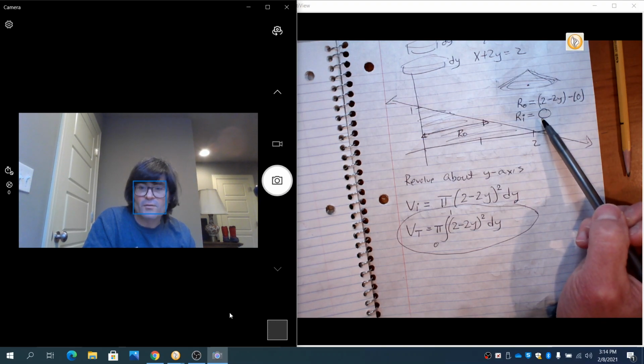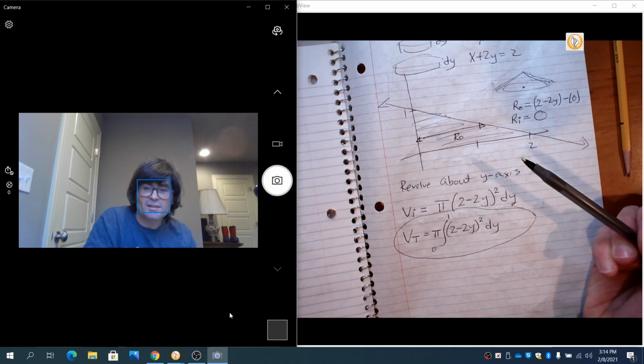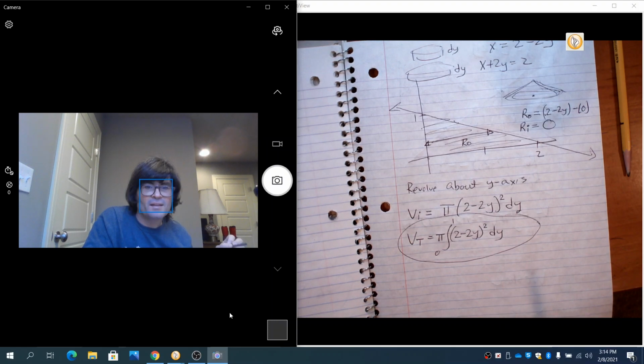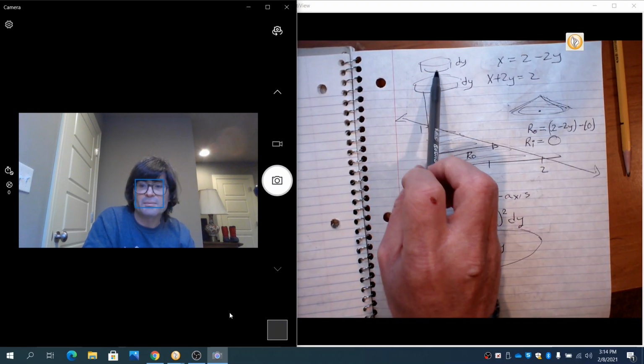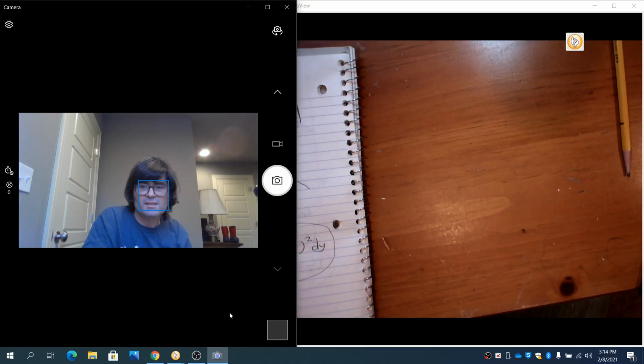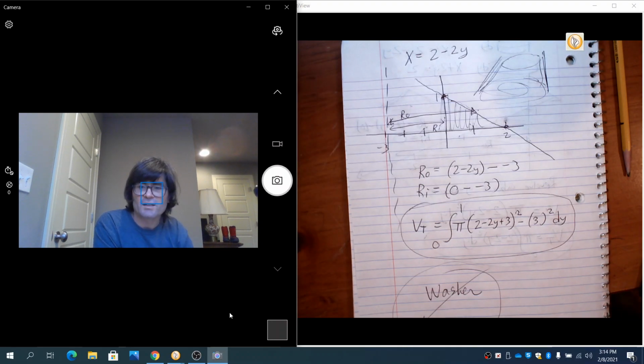But I really, really encourage you to think about these problems as the same thing. When you see washer and disk, they're the same kind of problem. The disk problems that don't have a hole in them simply have an inner radius that's 0. So I hope that helps out. This is, like I said, an introduction to solids of revolution.